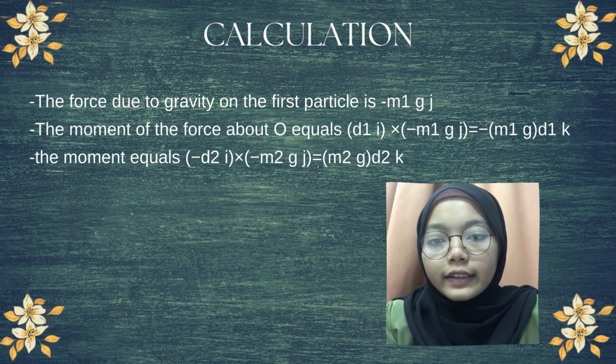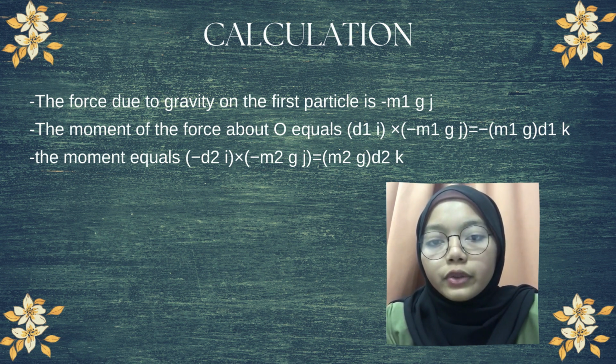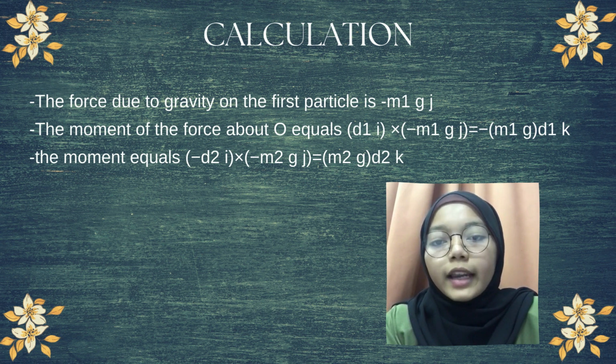Calculation. To use the vector definition of moment in this example, take the pivot as the origin O, the x-axis along the rod with the positive direction to the right and the y-axis vertical with the positive direction upwards. The force due to gravity on the first particle is -m1g j, and the moment of the force about O equals (d1 i) × (-m1g j) equals -(m1g)d1 k.